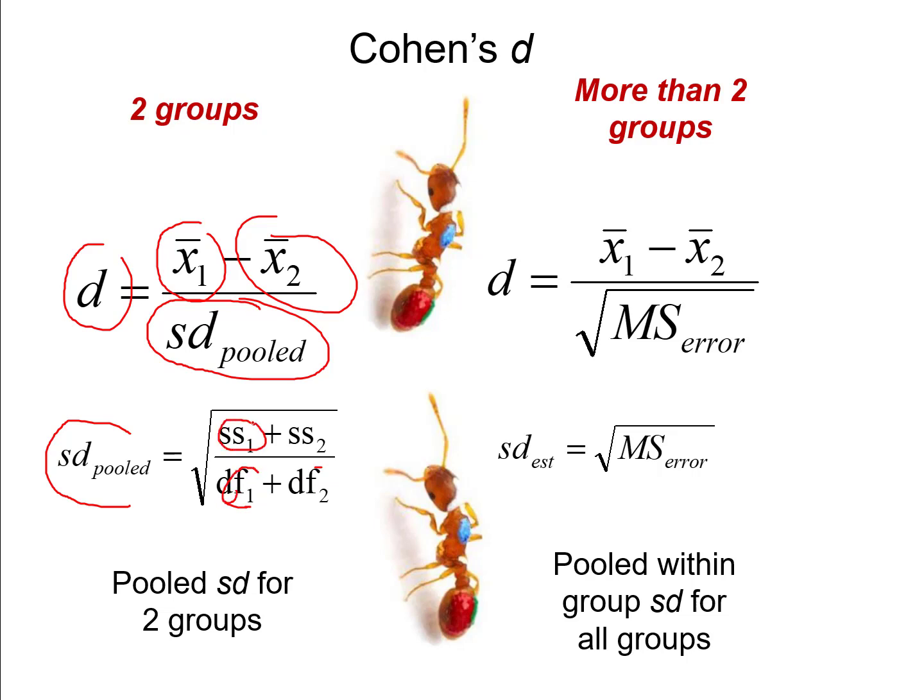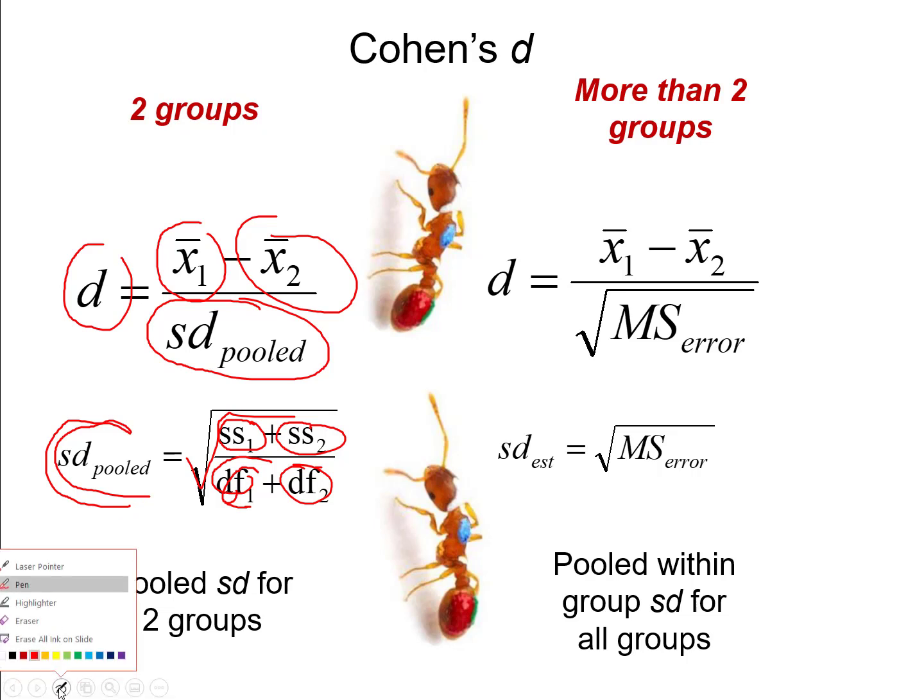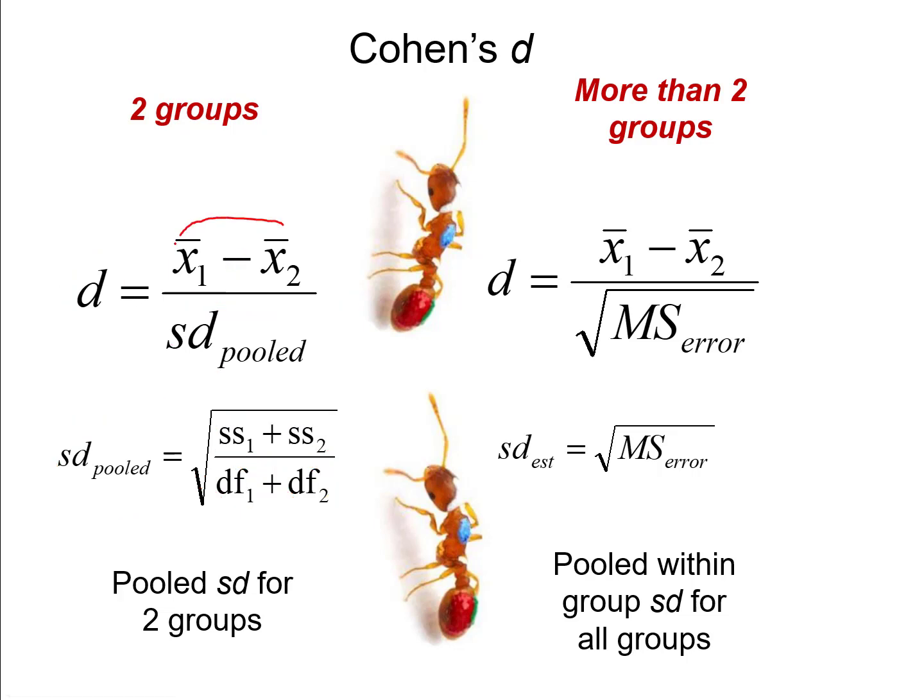So we take the sum of squares for group 1 plus the sum of squares for group 2 divided by the sum of the 2 degrees of freedom, take the square root, and we have our pooled standard deviation, essentially the averaged standard deviation for our two groups. And so we then take our difference between means divided by the pooled standard deviation to get our D statistic. And that is how we did it when we had just two groups.